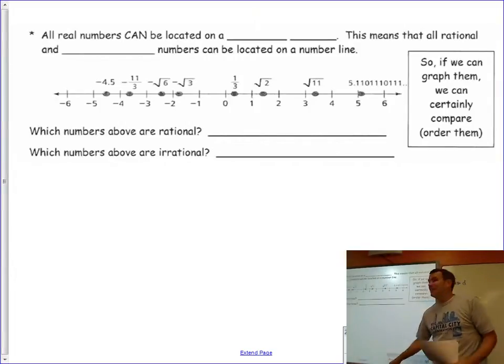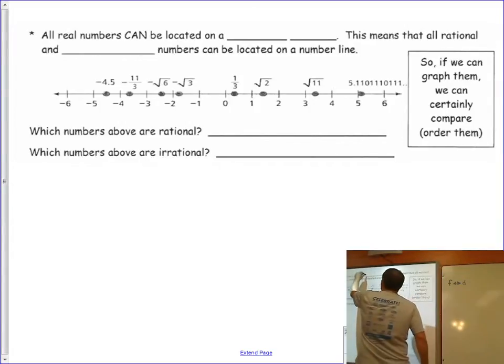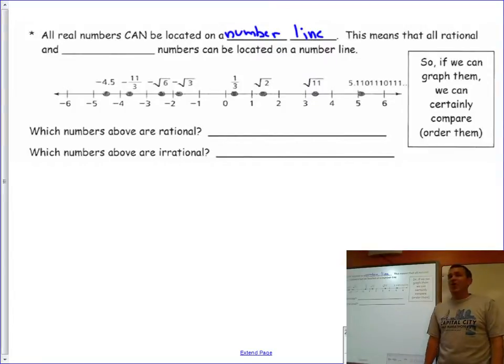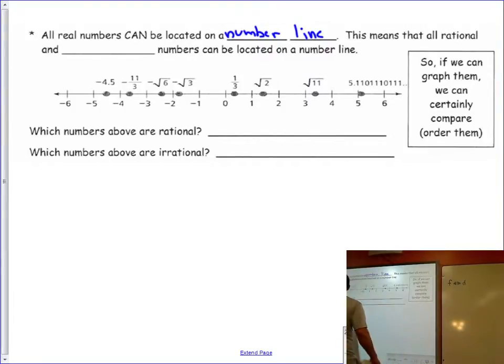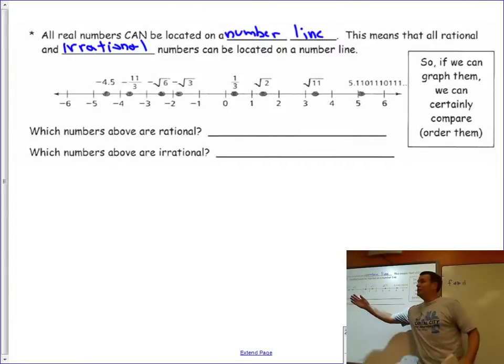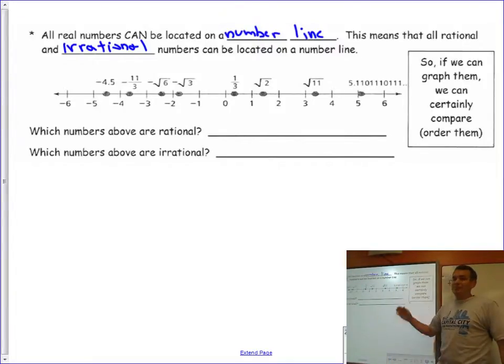All right, I claim that all numbers can be located on a number line. This means that all rational and irrational numbers can be put on the number line. So, if you can put numbers on a number line, you can certainly put them in order from smallest to greatest. I think we all know that on a number line, as you move to the right, the numbers get bigger.